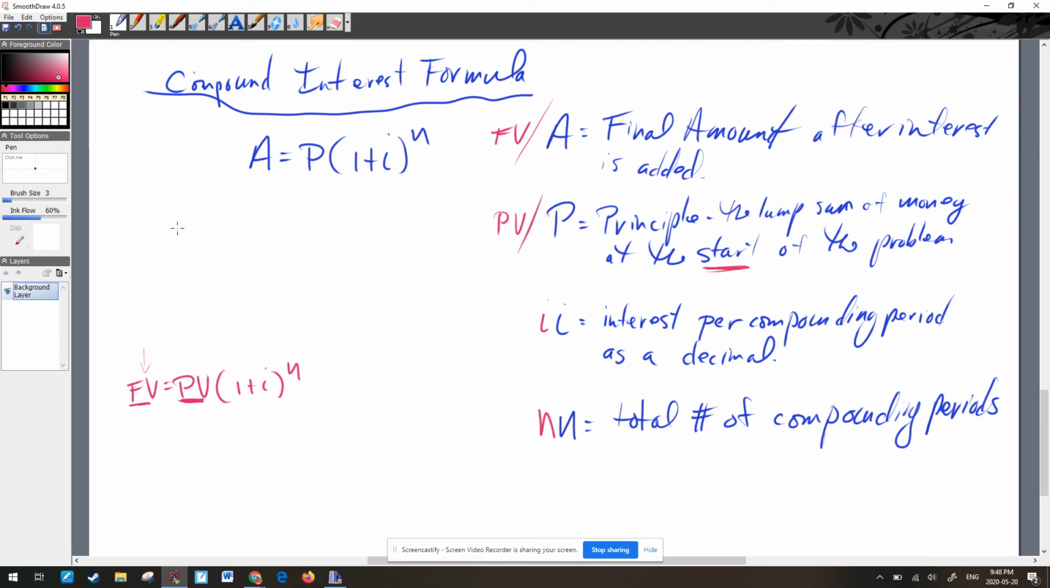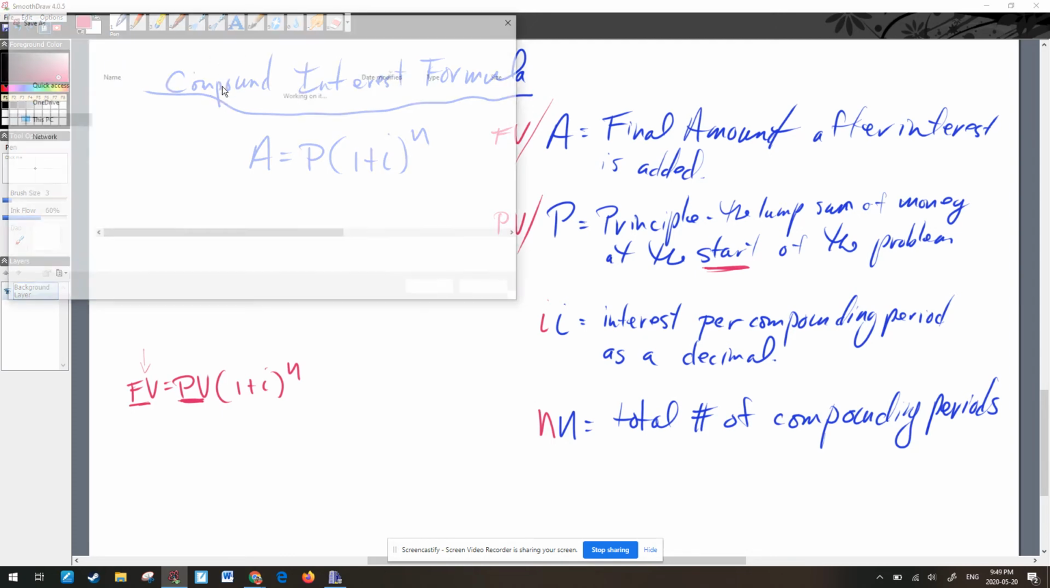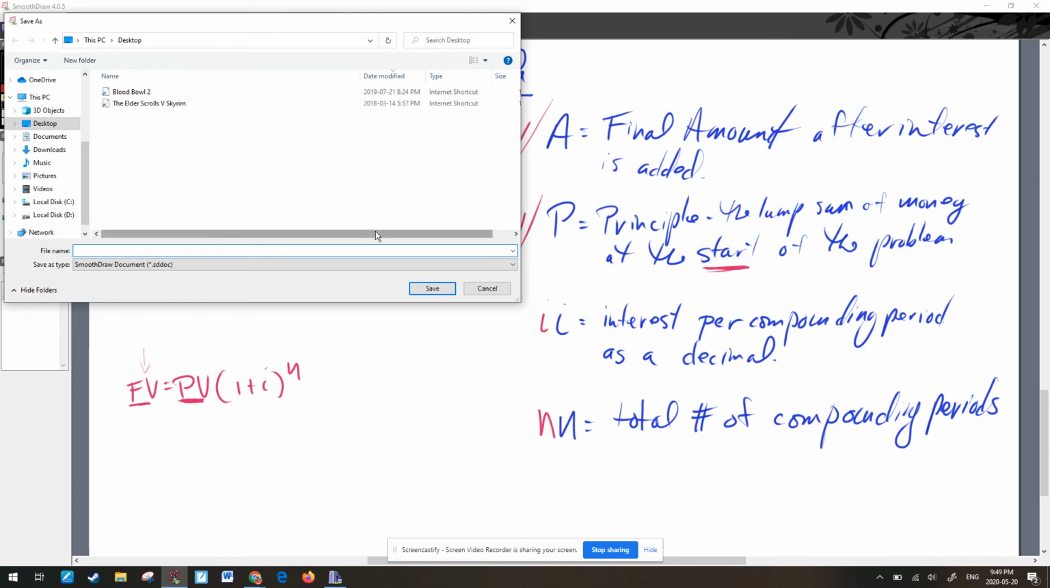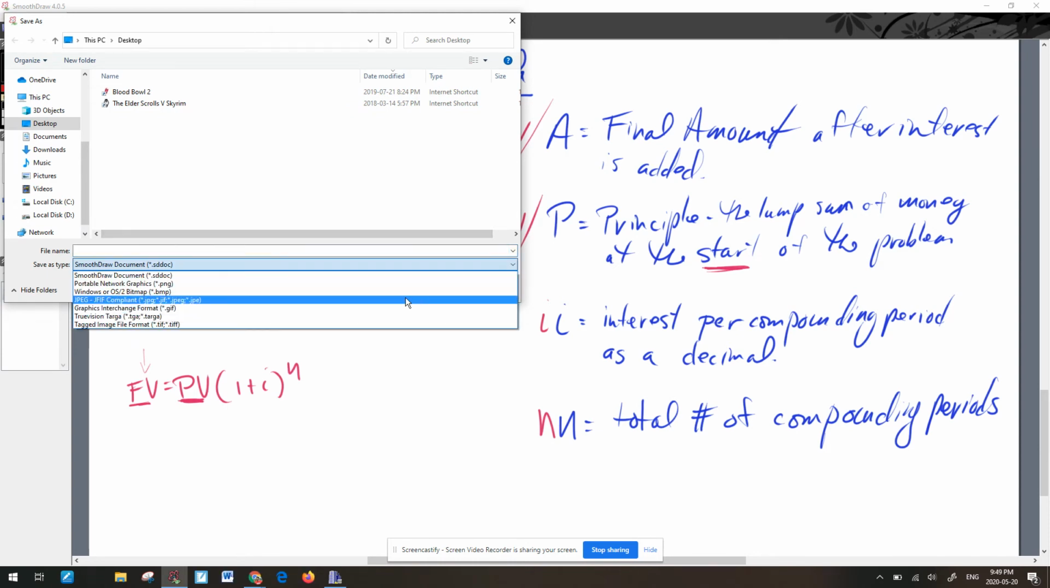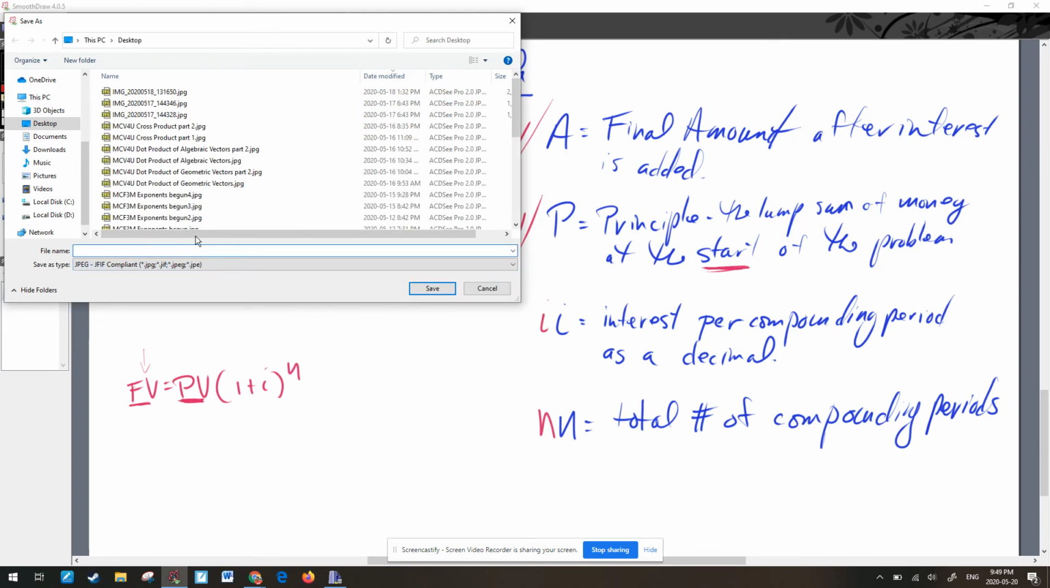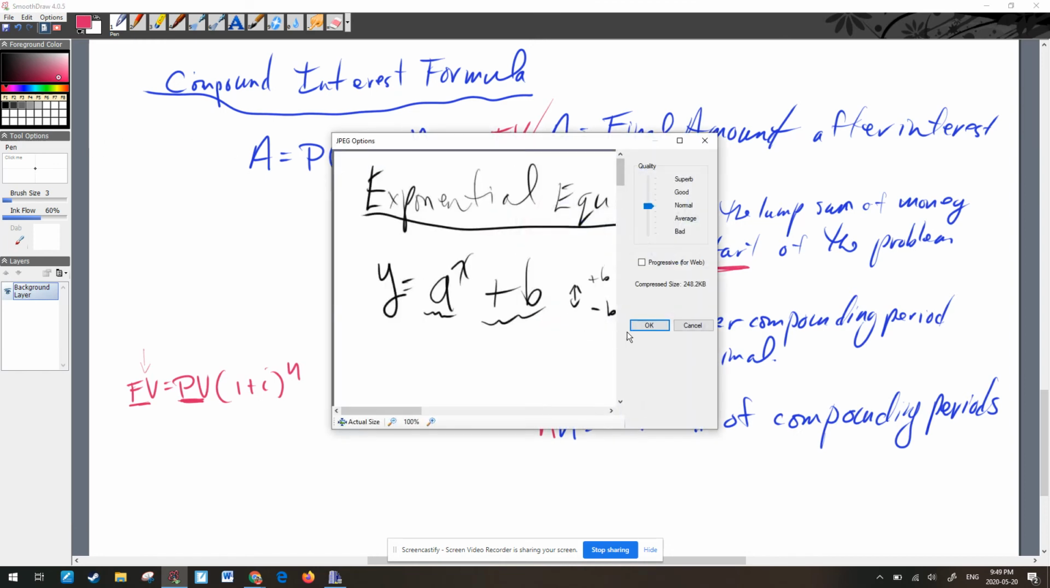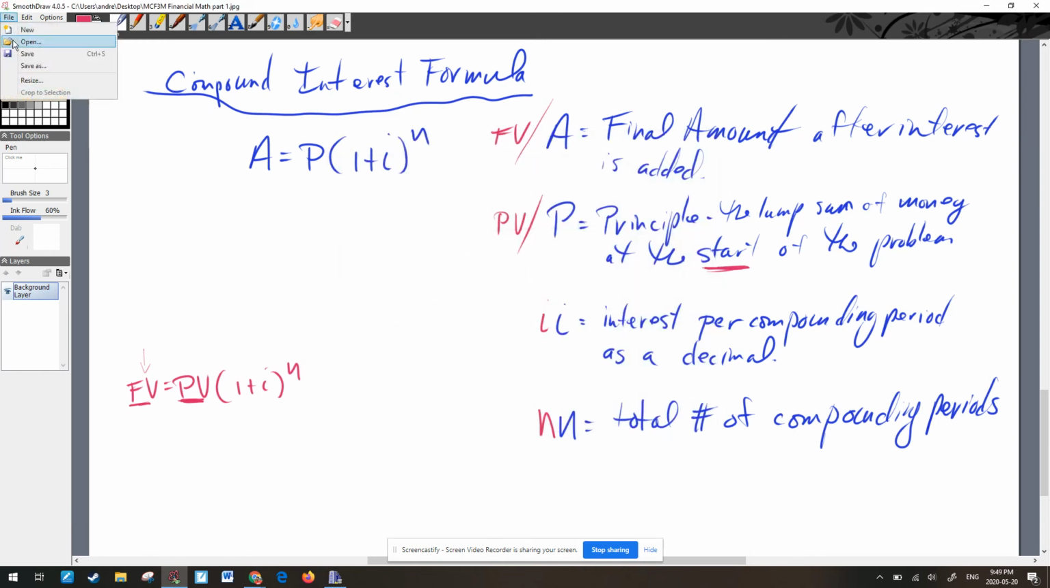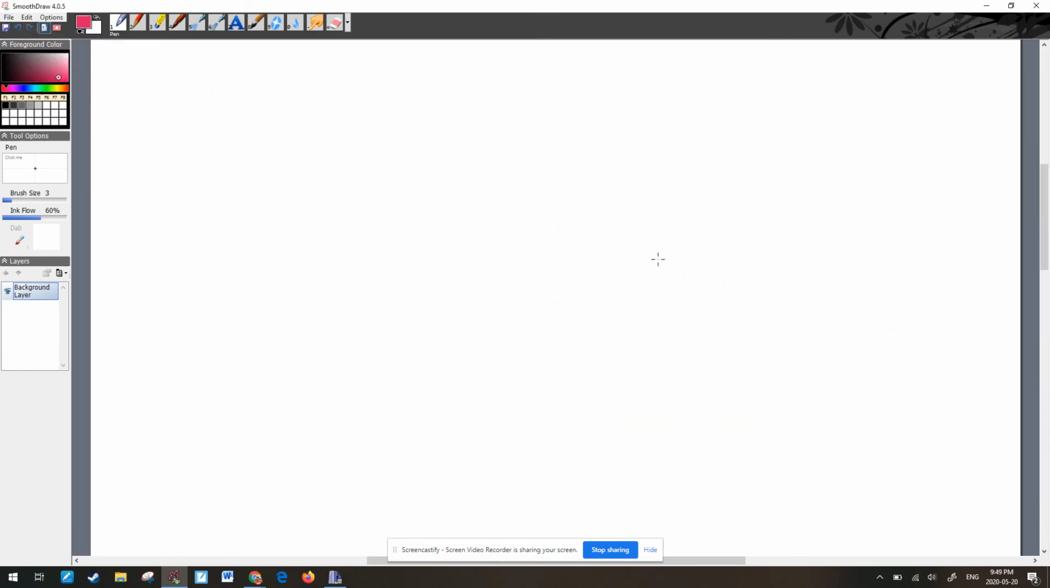So to do that, I'm just going to save this and get a new copy going. I didn't think I'd need this much space. So I want to save that as a JPEG, and this is going to be MCF Financial Math Part 1. Alrighty, so Financial Math. That's lovely. All right, so File, New. Awesome. So here we go.